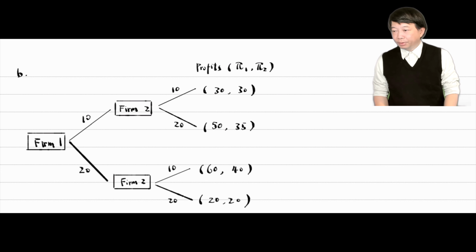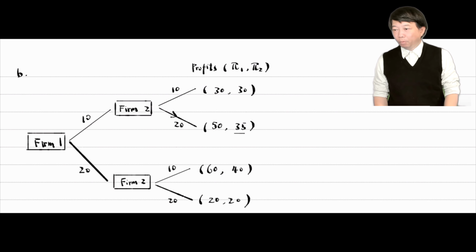There were two stages in this sequential dynamic game. We first consider firm 2's strategy in the second stage. Given that firm 1 chooses 10, firm 2 gets 30 if it chooses 10, but 35 if it chooses 20. Firm 2's best response is to choose 20. We underline its payoff 35 and add an arrow on the path.